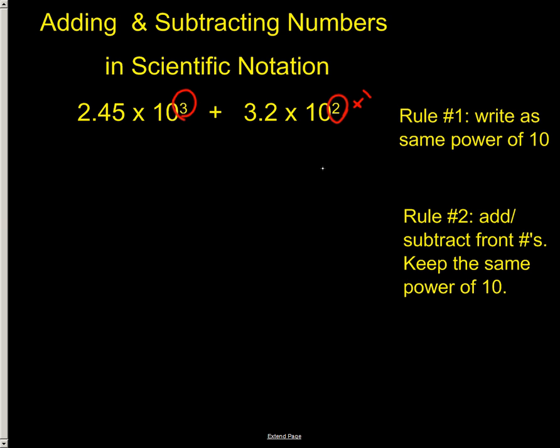Then we use that number of 1 to tell us how far to slide the decimal of the front number to the left. So we raised the exponent by 1, so we will move the decimal to the left one spot. And we get this, 0.32 times 10 to the third. It's not proper scientific notation. That decimal's not after the first number, it's not 0, but it does let us have the same power of 3. So rule number 1 is complete. We now have two numbers that have the same power of 10. So 2.45 times 10 to the third power plus 0.32 times 10 to the third power.